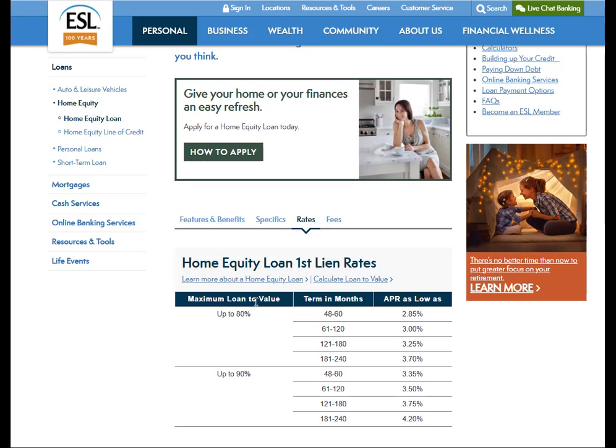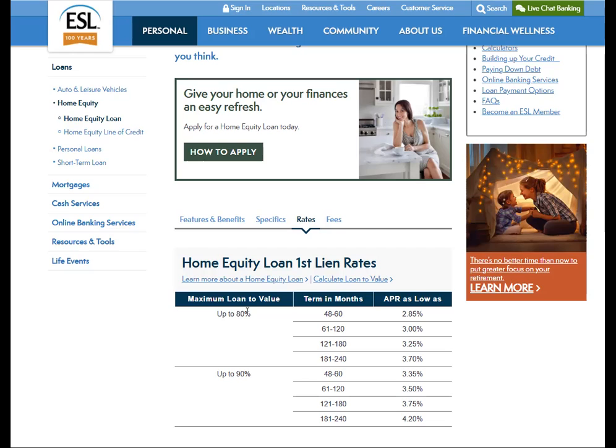So for instance, if I have a house that's worth $200,000, then up to 80% means this is the rate that I would get if I'm going to borrow $160,000 or less. If I want a little bit more than that, I can borrow up to $180,000, which is 90% of the value of the house, but you'll see that there are different interest rates there.